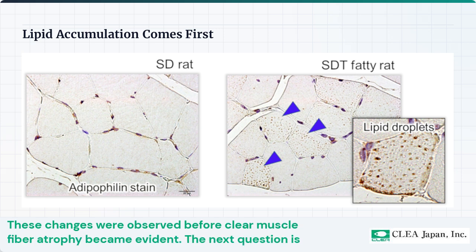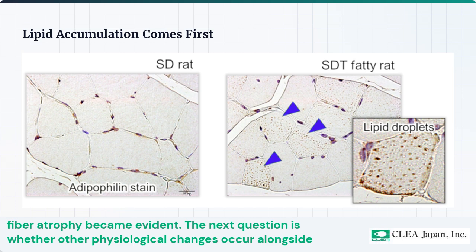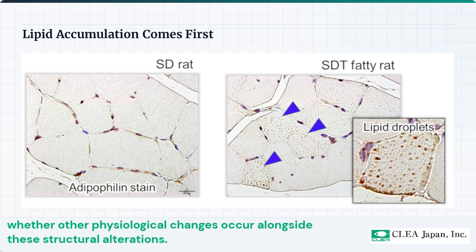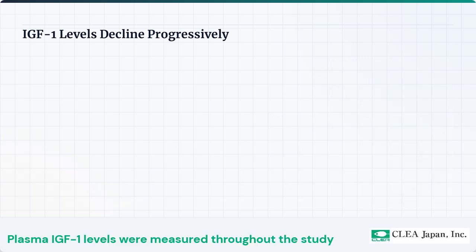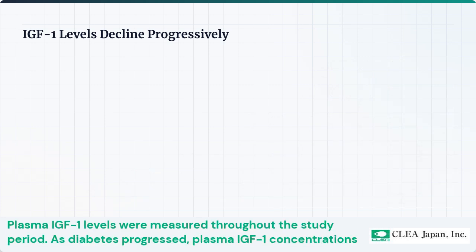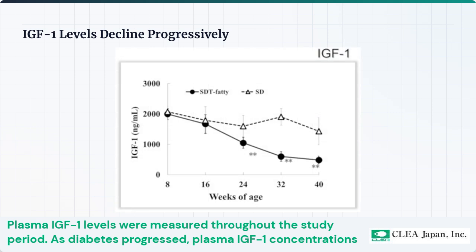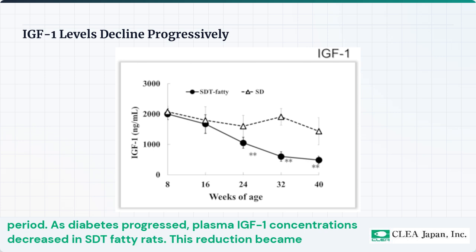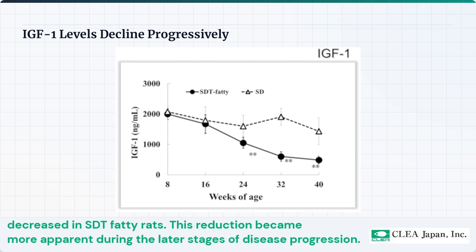The next question is whether other physiological changes occur alongside these structural alterations. Plasma IGF-1 levels were measured throughout the study period. As diabetes progressed, plasma IGF-1 concentrations decreased in SDT fatty rats. This reduction became more apparent during the later stages of disease progression.